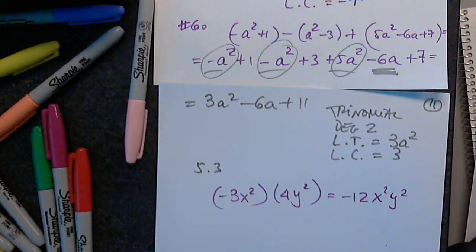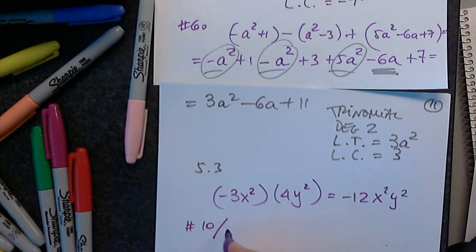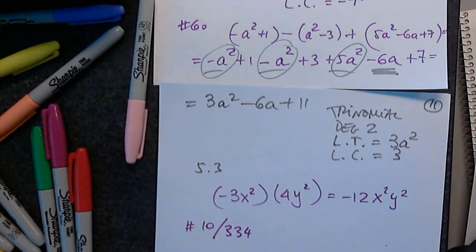Okay, so now let's multiply a monomial by a binomial. So I'm looking at problem 10 on page 334.